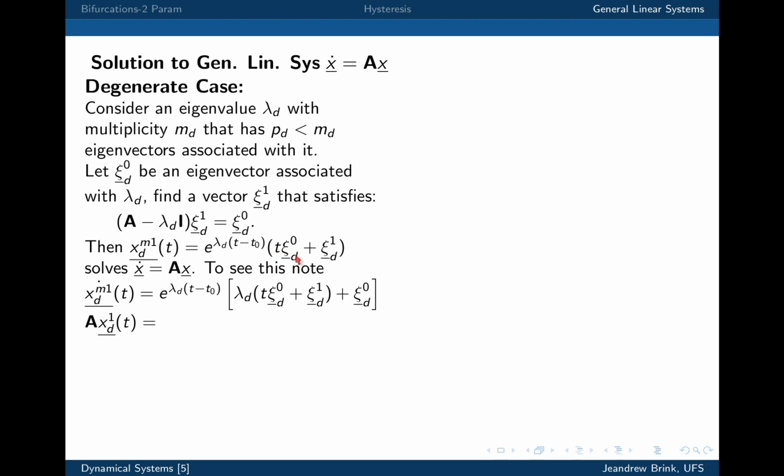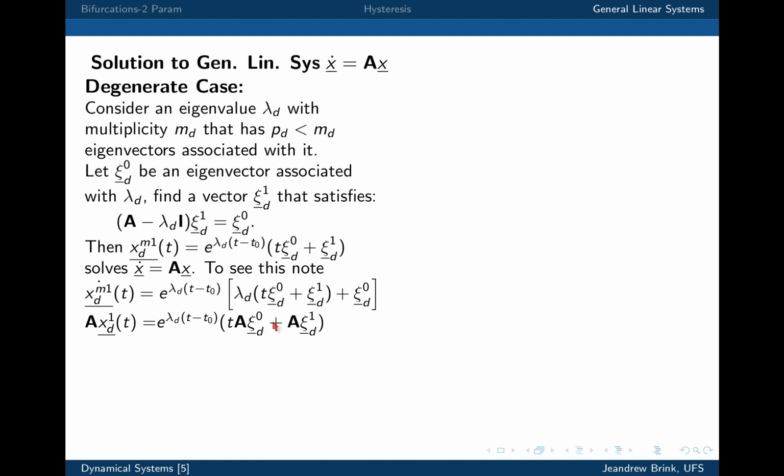Okay, and let's see how much I wrote. Okay, so that's the first one. So this is still the first step. So you simply apply A to this top vector. So you have t times A applied to this eigenvector plus A applied to the new vector you've constructed. You multiply this thing out and you use the definition given up here.